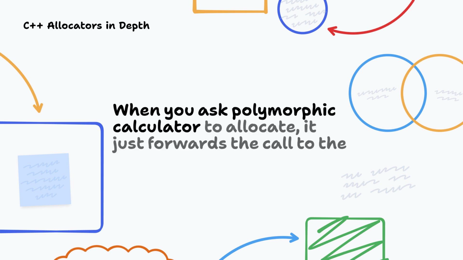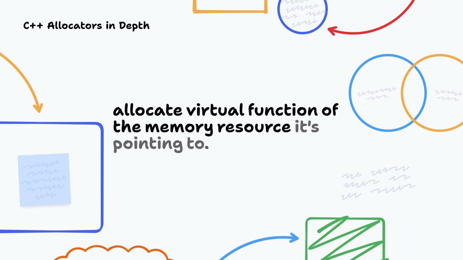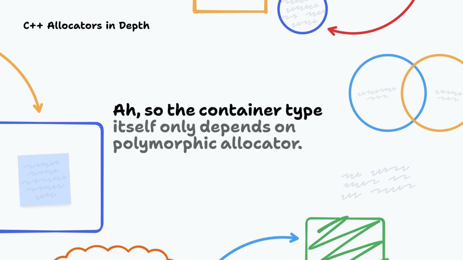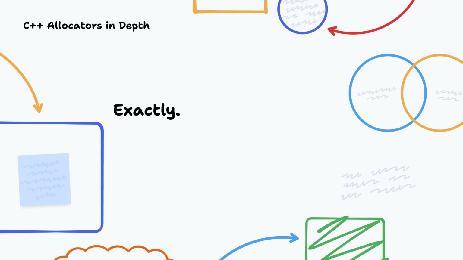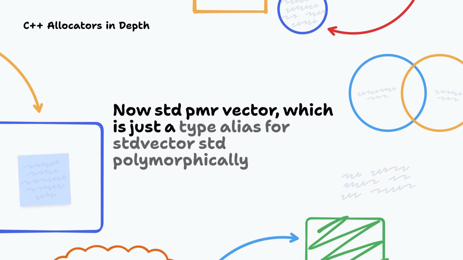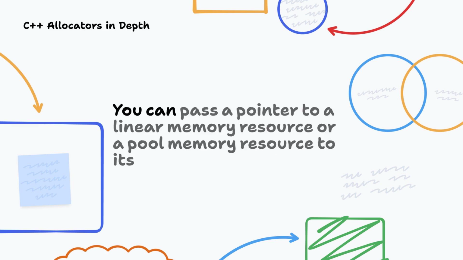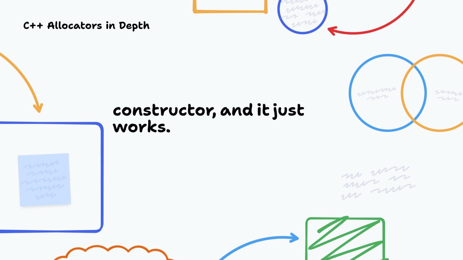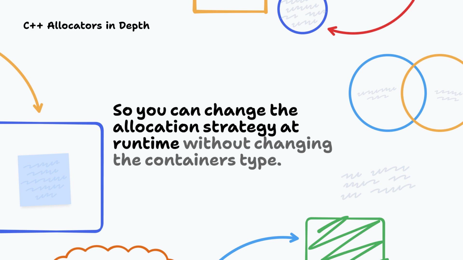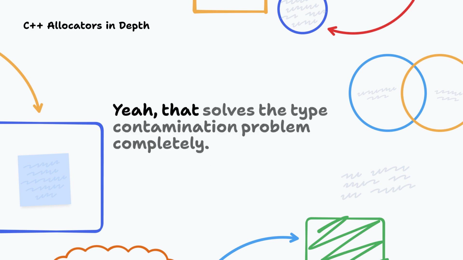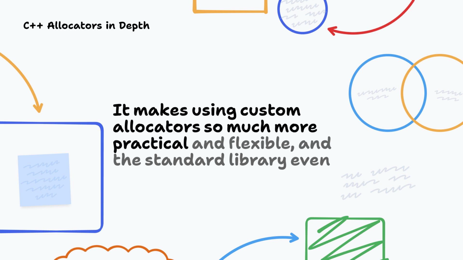When you ask polymorphic_allocator to allocate, it just forwards the call to the do_allocate virtual function of the memory resource it's pointing to. So the container type itself only depends on polymorphic_allocator. Exactly. Now, std::pmr::vector<int>, which is just a type alias for std::vector<int, std::pmr::polymorphic_allocator<int>>, is always the same type, regardless of the underlying strategy. You can pass a pointer to a linear memory resource or a pool memory resource to its constructor, and it just works. So you can change the allocation strategy at runtime without changing the container's type. That solves the type contamination problem. Completely. It makes using custom allocators so much more practical and flexible.